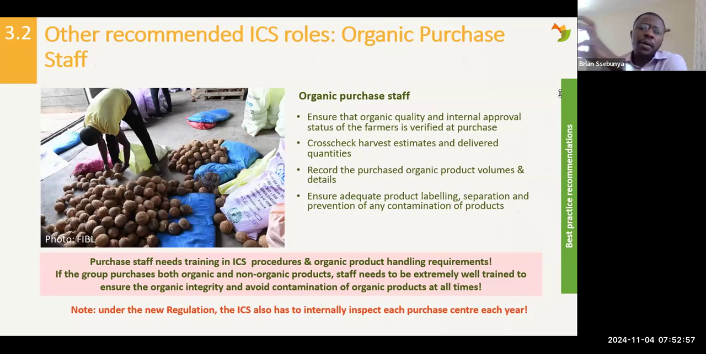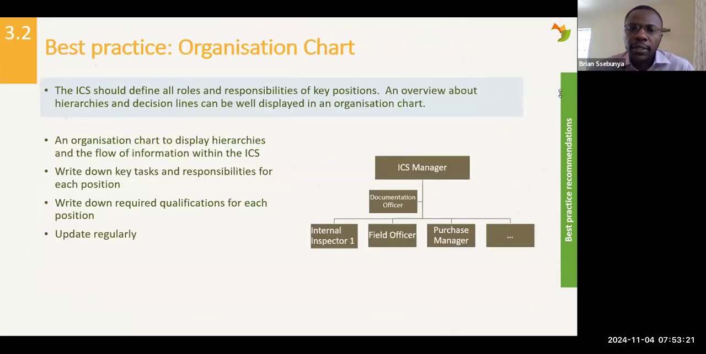This is more at the company level. If the company is certified to purchase and market, then they could handle different qualities. As a result, they also need training so that they can separate the organic from the non-organic, making sure that the risk of contamination is greatly minimized.